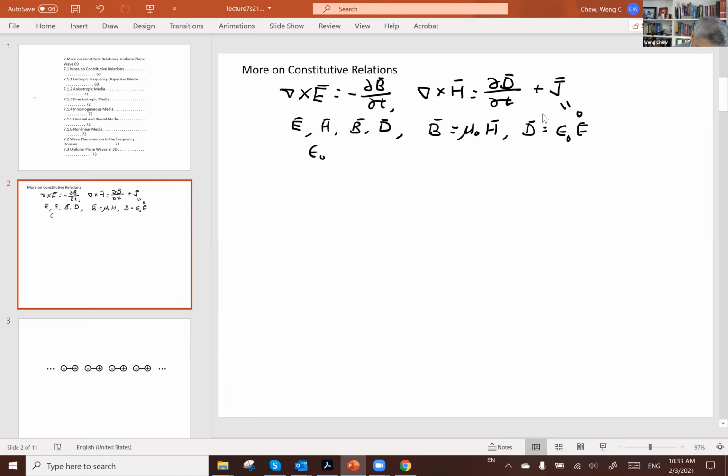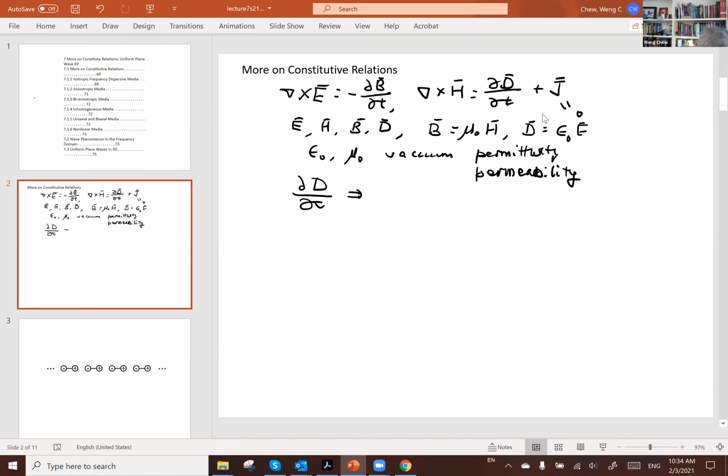Usually we use epsilon naught and mu naught to denote vacuum permittivity and permeability. Mu is called the permeability and epsilon is called the permittivity. It's very important to know that the term that we have, D, gives rise to something called the displacement current. And displacement current is very important in electromagnetics or electrodynamics. And usually D is written as we have learned before, the vacuum contribution plus P, which comes from material.